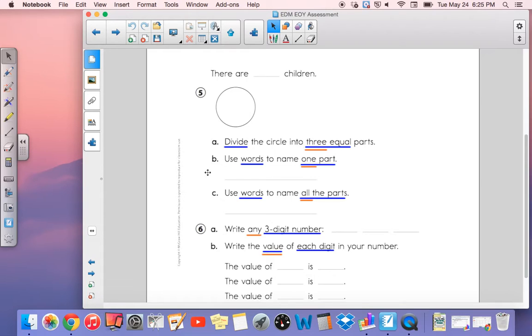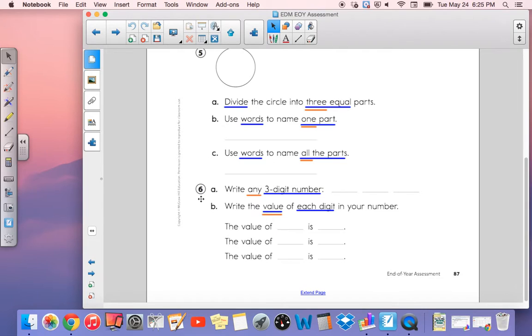Okay, B, use words to name one part of this. So look up here. Name one part and put your answer here. Now you're going to use words to name all the parts. So all of this goes here. Good job, boys and girls.